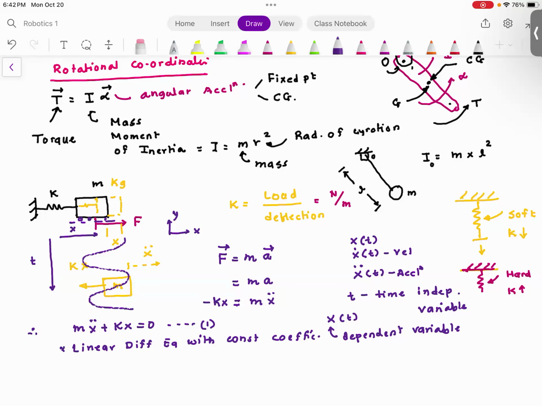Now, next thing I want you to understand, the right-hand side of this equation is 0. You agree with me? The right-hand side of this equation is 0, which means there is no external forcing on this equation. So it is unforced.